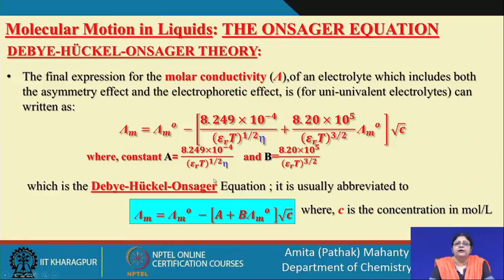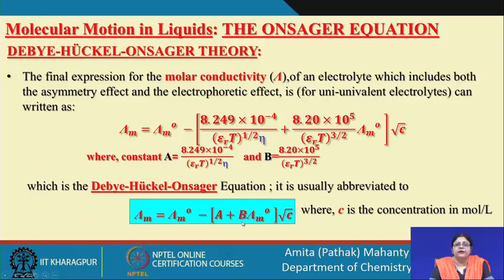So, the final Debye-Huckel equation which we can formulate after modification, taking into account the effects generated by the ionic atmosphere, the electrophoretic effect and the relaxation effect, looks something like this: lambda equal to lambda naught minus A plus B lambda naught, the whole multiplied by under root C.